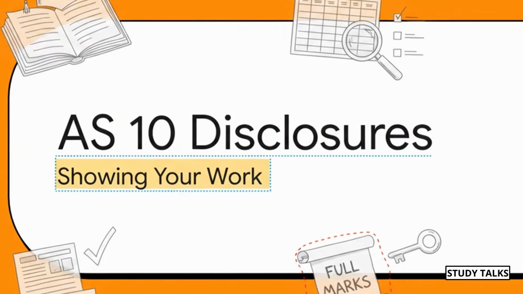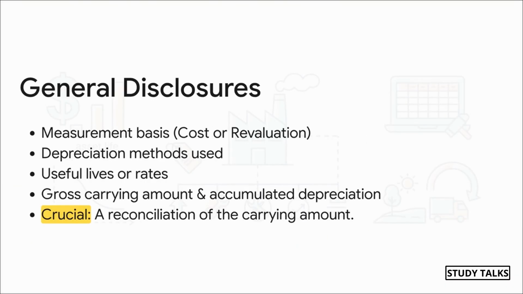We're in the home stretch now. Let's talk about disclosures. I know, it might seem like the most boring part, just a list of things to write down. But in the exam, getting the disclosures right is the key to getting those full marks and showing the examiner that you have a complete grasp of the standard. First up are the general disclosures. These are the fundamentals. You have to tell the reader your policy. Are you using the cost model or the revaluation model? What depreciation methods and useful lives are you using? But the absolute crucial disclosure, the one that ties everything together, is the PPE reconciliation or schedule. This is the table that shows the entire movement for the year: opening balance, additions, disposals, depreciation, and closing balance. Examiners love to see this laid out nice and clear.